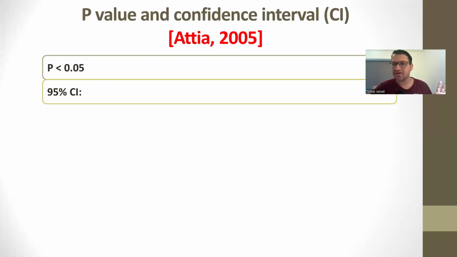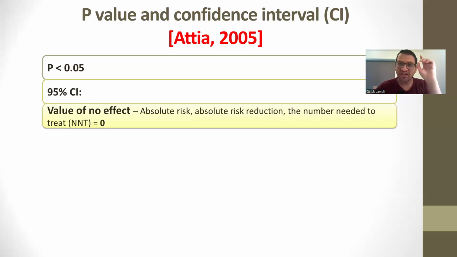Now, when you're doing a critical review, don't worry about what the p-value is, what the confidence interval is. What you need to know is whether this data is statistically significant or not. And this is what you need to see, the p-value and the confidence interval. It has to be both, not just one. Now, once the p-value is less than 0.05, now you need to check the confidence interval. When you are reading or looking into the confidence interval, value of no effect is very important.